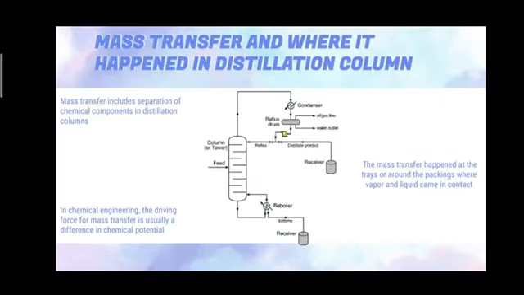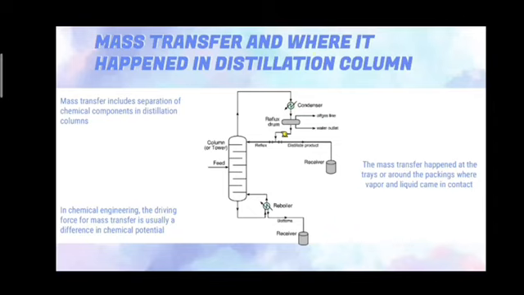Mass transfer and where it happens in a distillation column. In industrial processes, mass transfer operations include separation of chemical components in distillation columns, absorbers such as scrubbers or stripping, adsorbers such as activated carbon beds, and liquid-liquid extraction. For application in chemical engineering, the driving force for mass transfer is usually a difference in chemical potential.